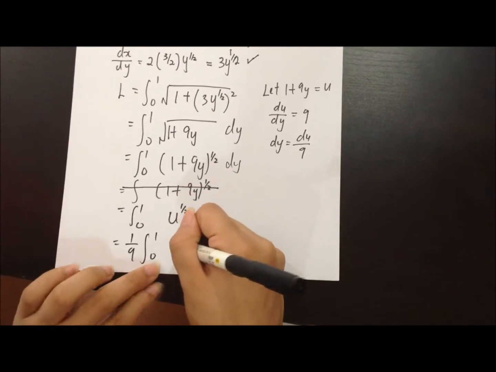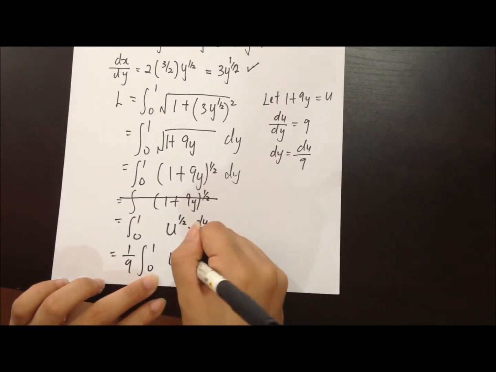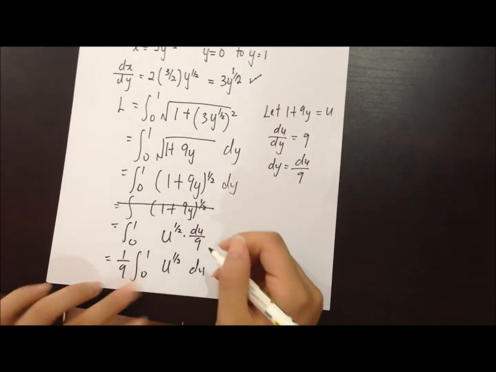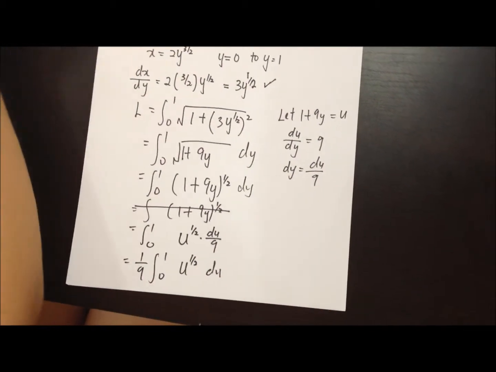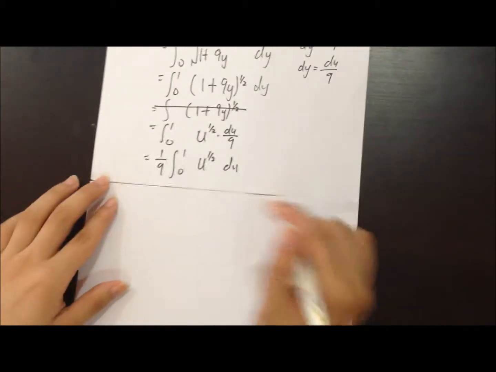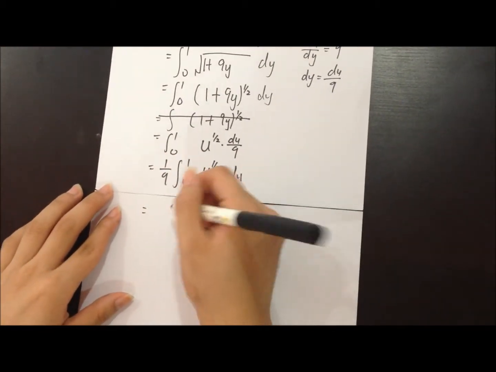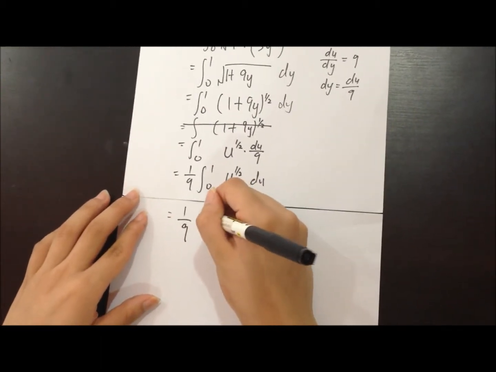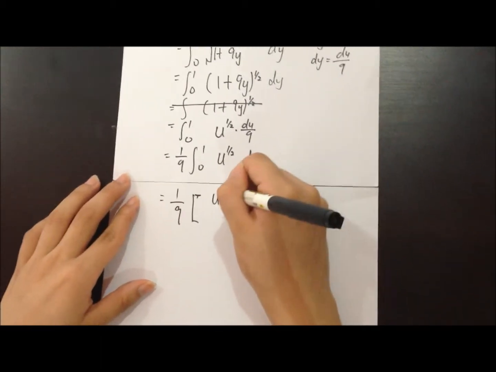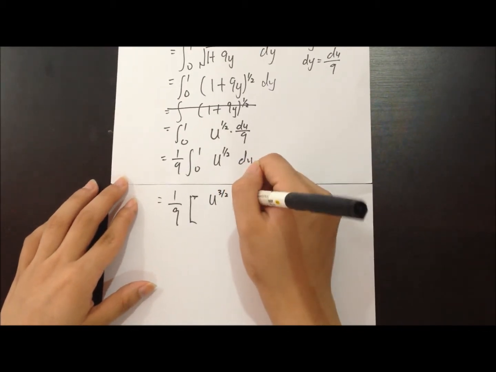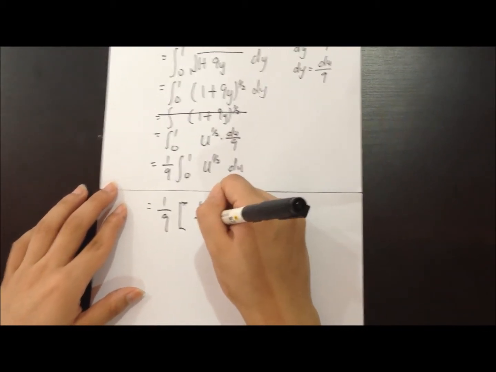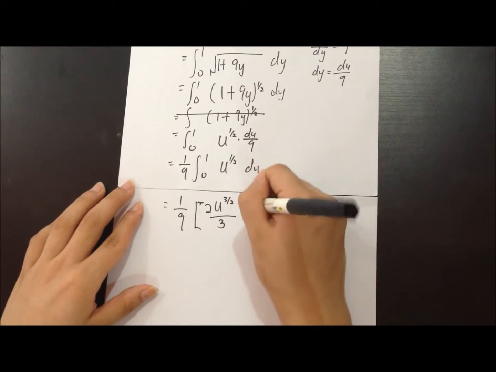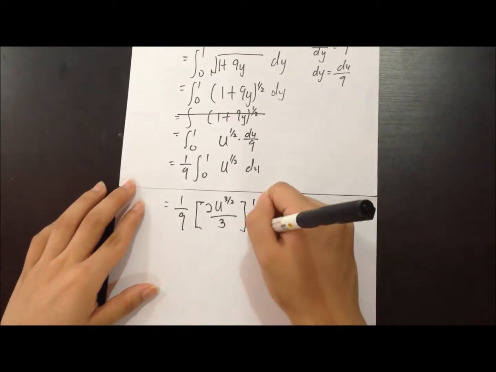Then u to the power of 1 over 2, over du. Now we can straight away continue to do it. We integrate it. It will become u to the power of 3 over 2, over 3 over 2, between 1 and 0.